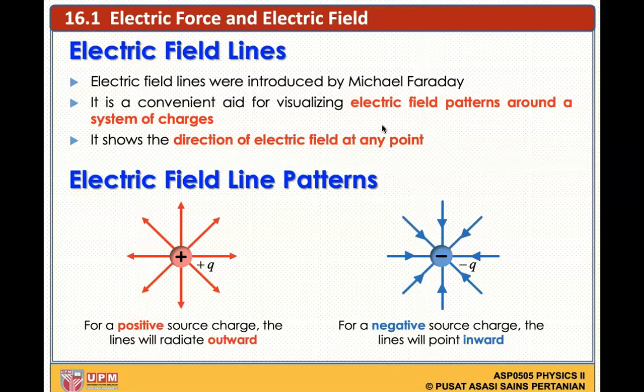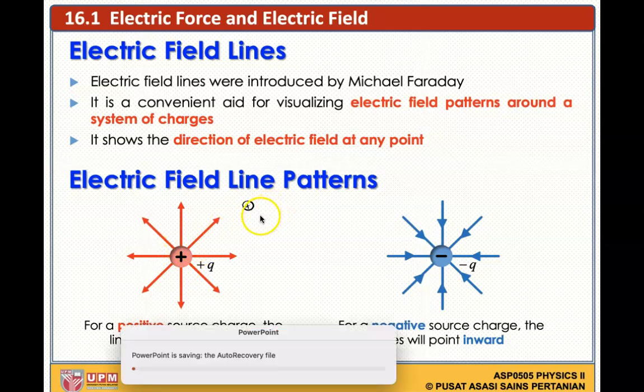Alright, so for electric field lines, you need to know how to draw them. Basically, for a positive source charge, the lines will radiate outward, and for a negative source charge, the lines will point inwards. And I told you there's a trick so you don't have to memorize. My trick is to put in a teeny weeny test charge over here. How does the test charge feel about this charge?